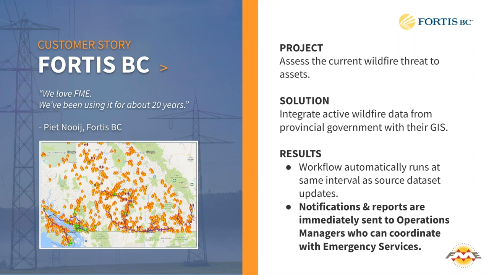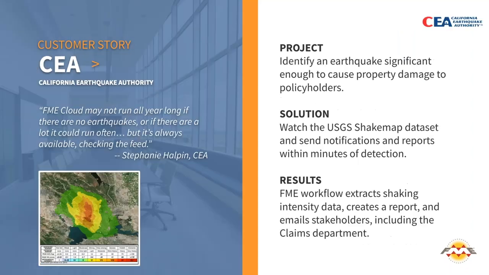Let's take a look at another example here. We can look at CEA. So the California Earthquake Authority, or CEA as they're called as well, is a publicly managed and privately funded nonprofit insurance company that offers affordable earthquake coverage for residential properties in California. And they needed to know immediately when an earthquake occurs with the potential to impact their policyholders.